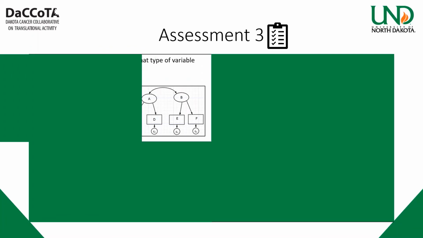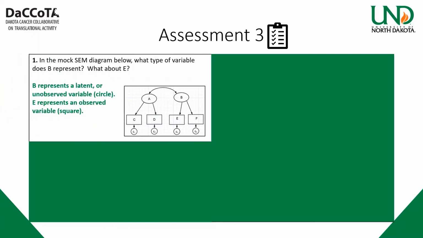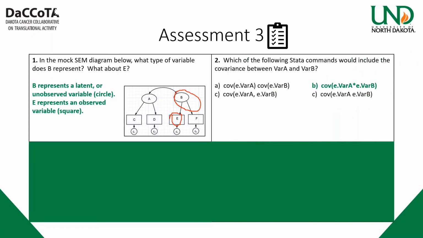Alrighty, let's take a look at the answers here. For this diagram, B is latent because it's a circle, while E is observed because it's a square. For this, we'll use the asterisk between the two to get the covariance, and then the function COV.